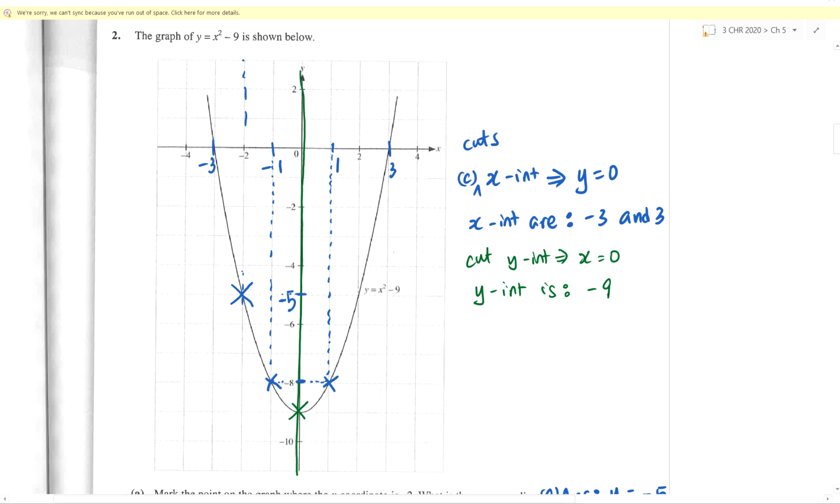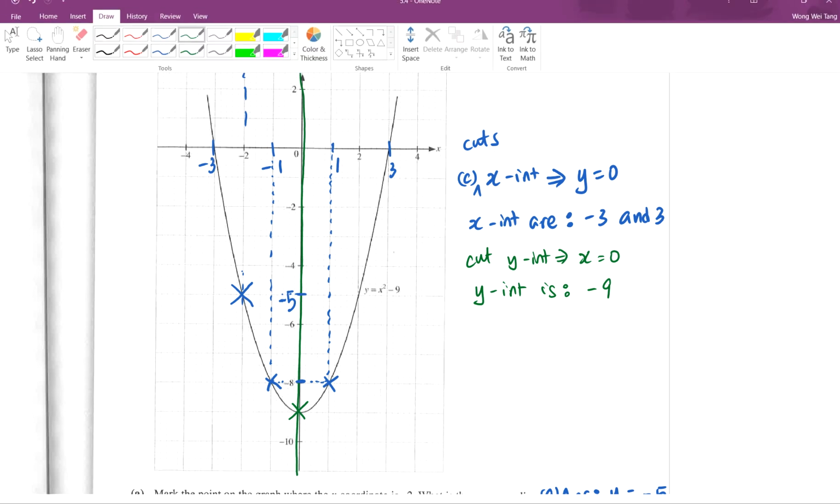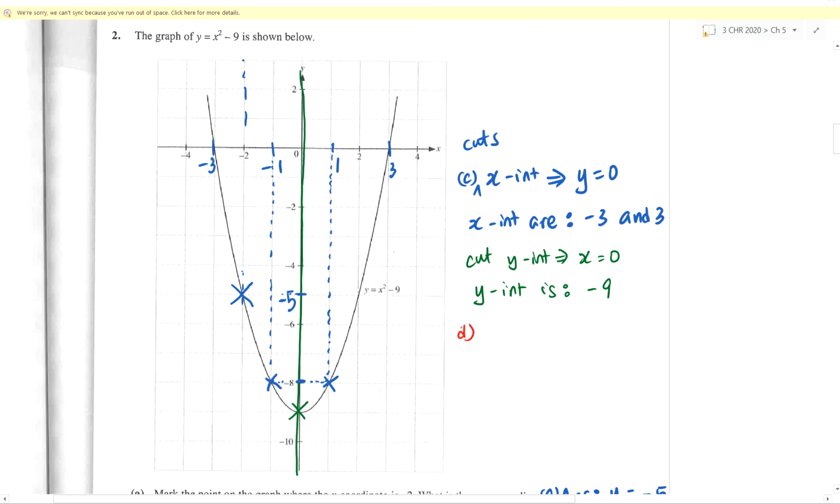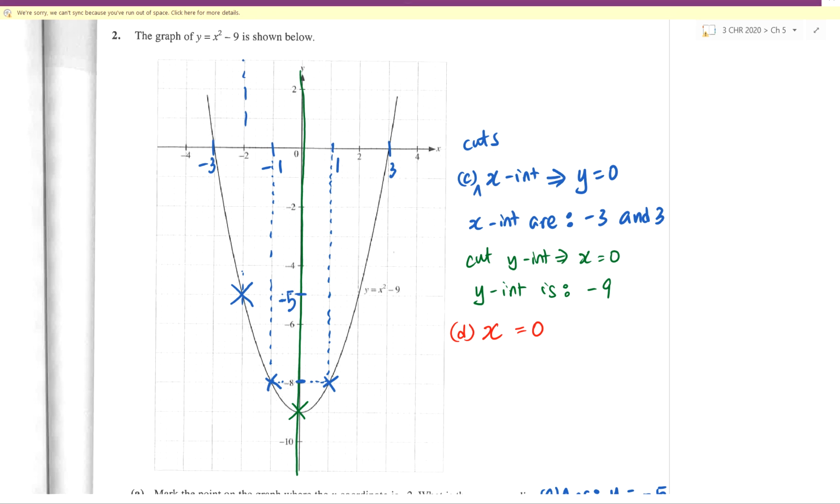Now next, part D. Write down the equation of the line of symmetry. The line of symmetry is a vertical line. This particular green line that I've just drawn actually. So vertical lines, they are blocks. Blocks are x values. So this is actually referring to block 0. The line of symmetry is x equals 0.